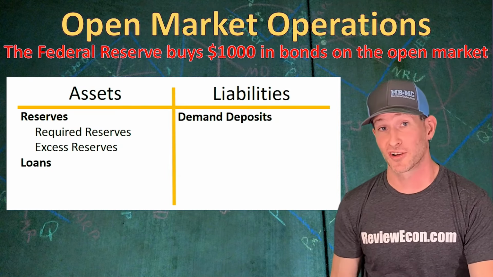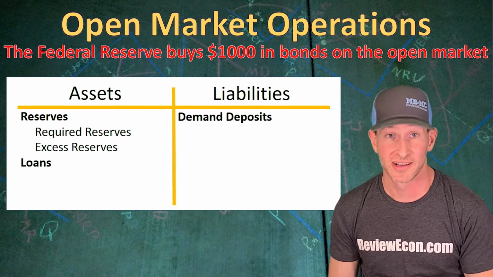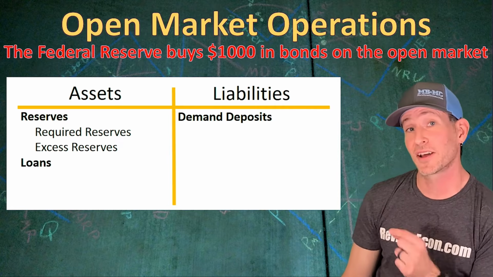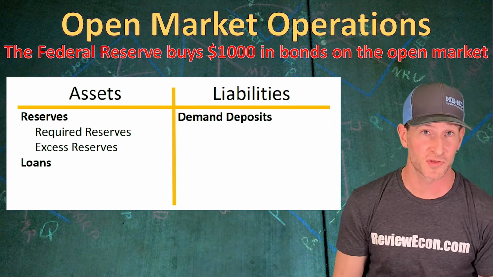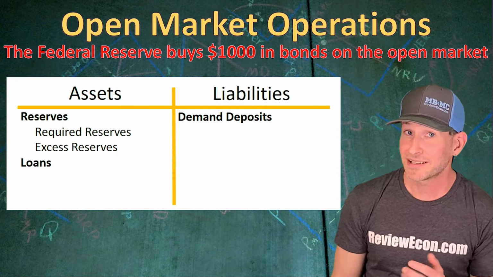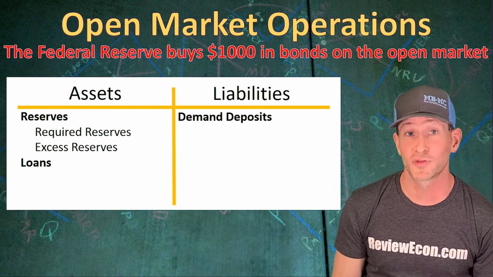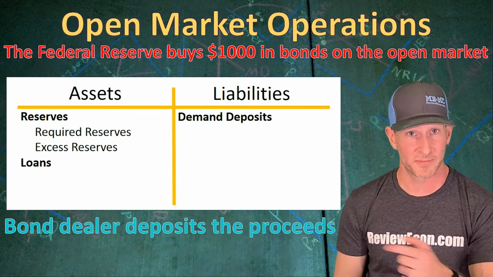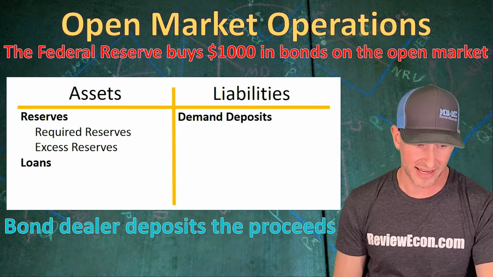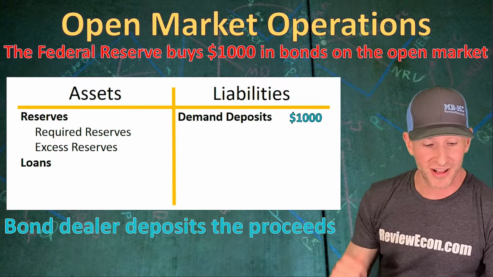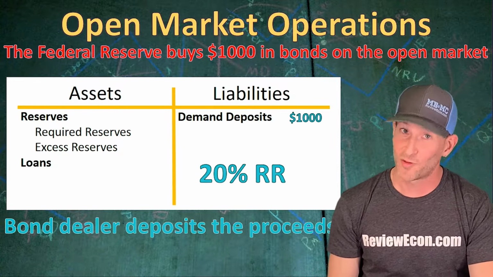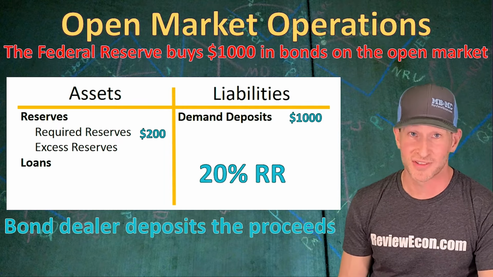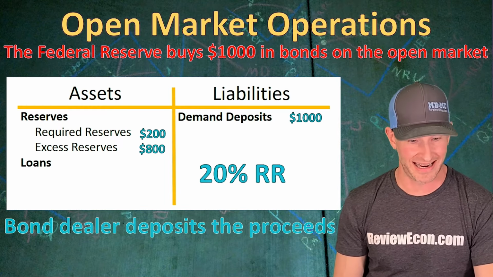Next, we're going to talk about open market operations. That's where the Federal Reserve buys or sells bonds to expand or shrink the money supply. In this example, we're going to look at the Federal Reserve buying $1,000 worth of bonds on the open market. That means they're buying the bonds from anyone who's willing to sell them. When the bond dealer sells that bond, they will have $1,000 and they will deposit that $1,000 in their checking account. That means we will have $1,000 worth of demand deposits with a 20% reserve requirement this time. That means $200 will be in required reserves and the rest, $800, will be in excess reserves.